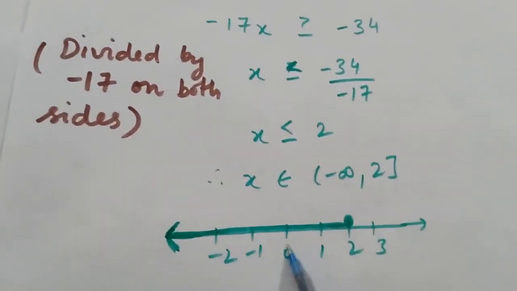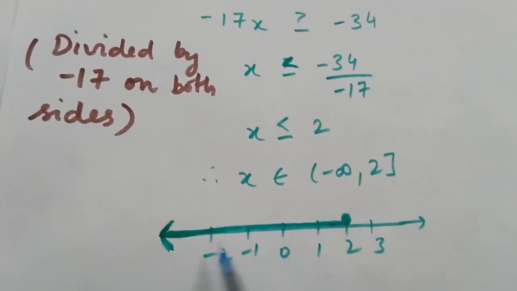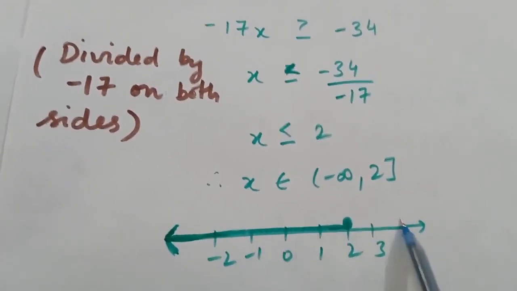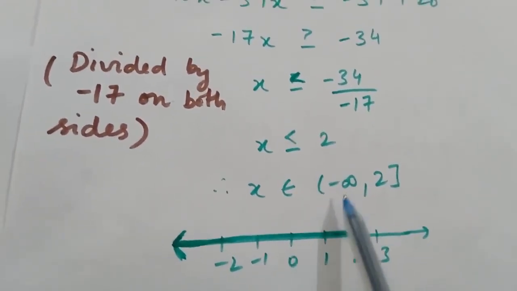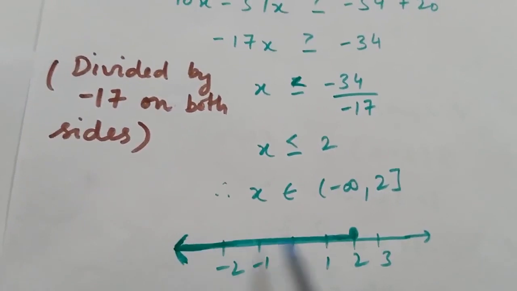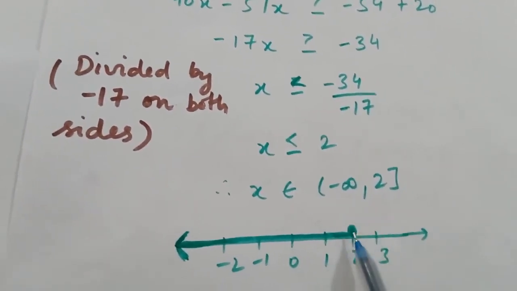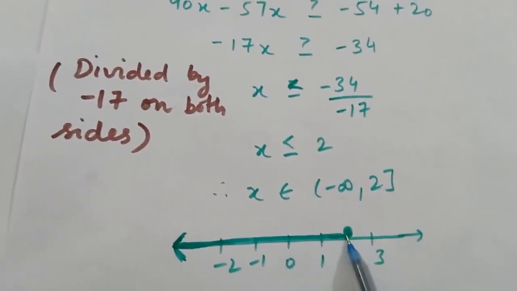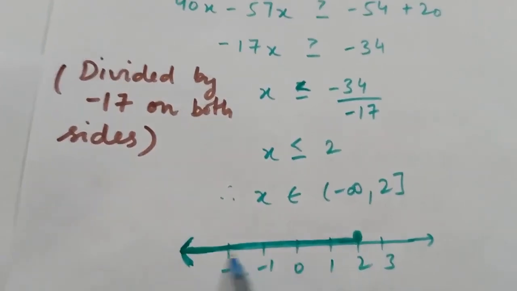We have to show the graph also on the number line. So the graph will be like this. Draw a number line. x belongs to minus infinity up to 2. As 2 is included, show the filled circle. So equal to 2 and less than 2.